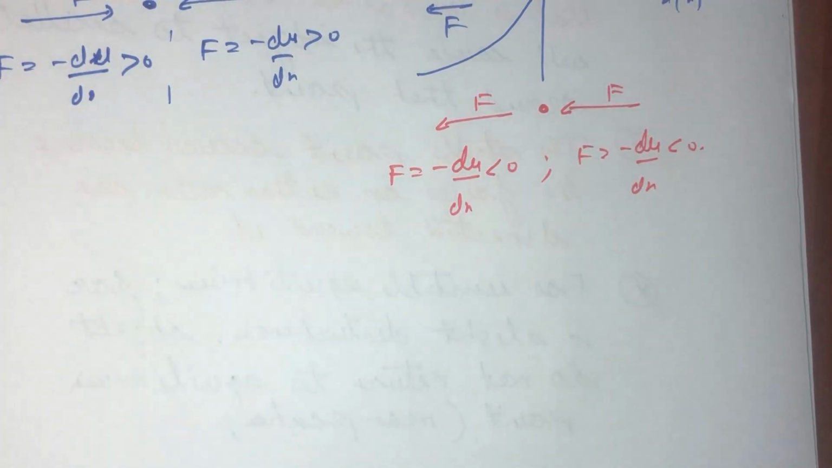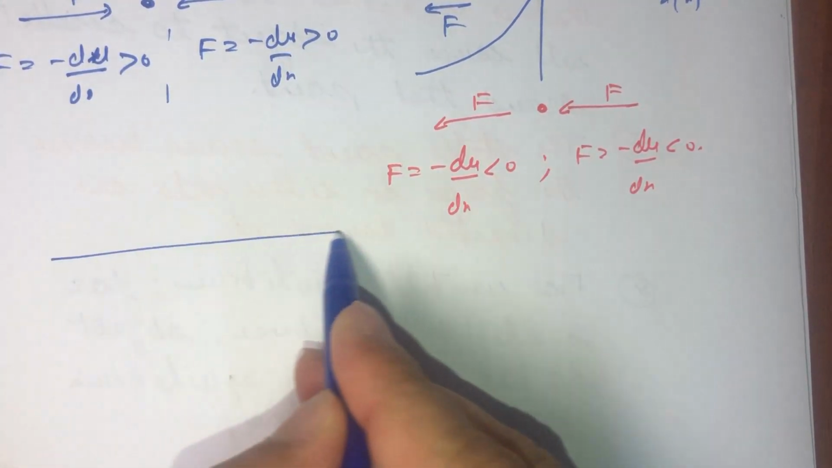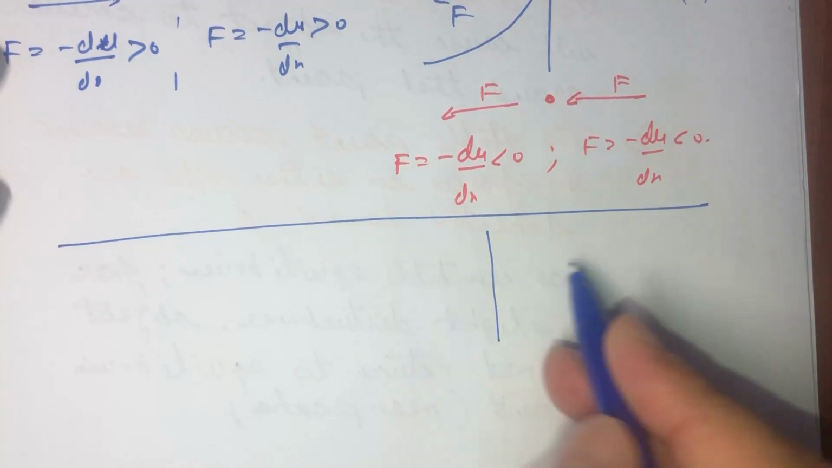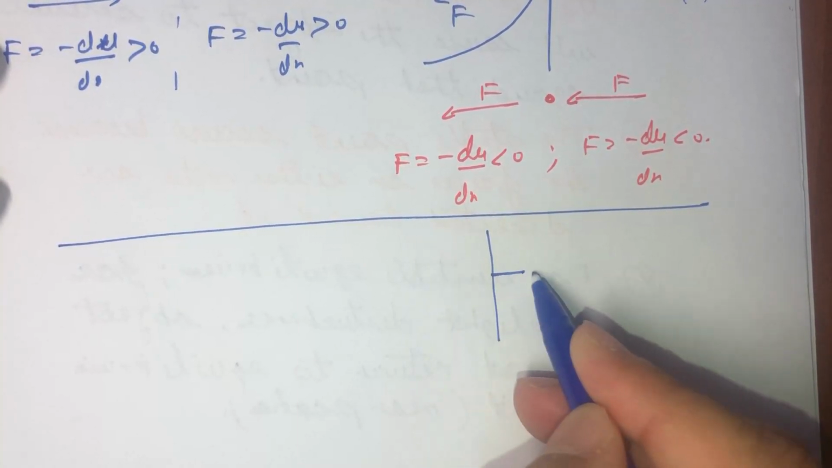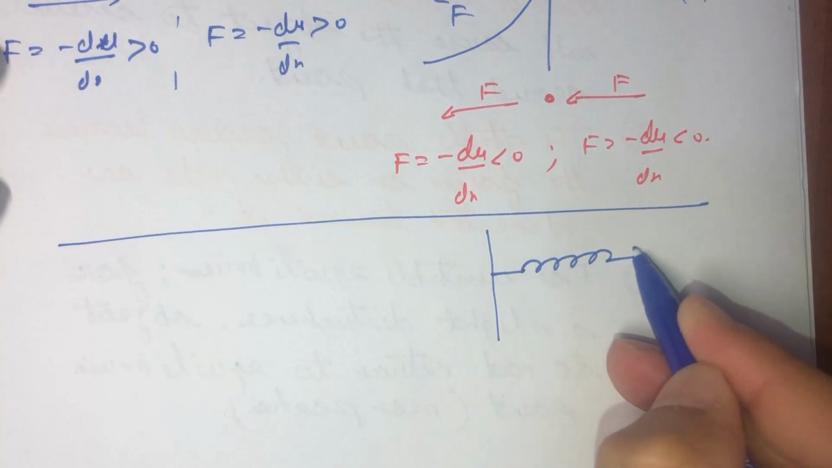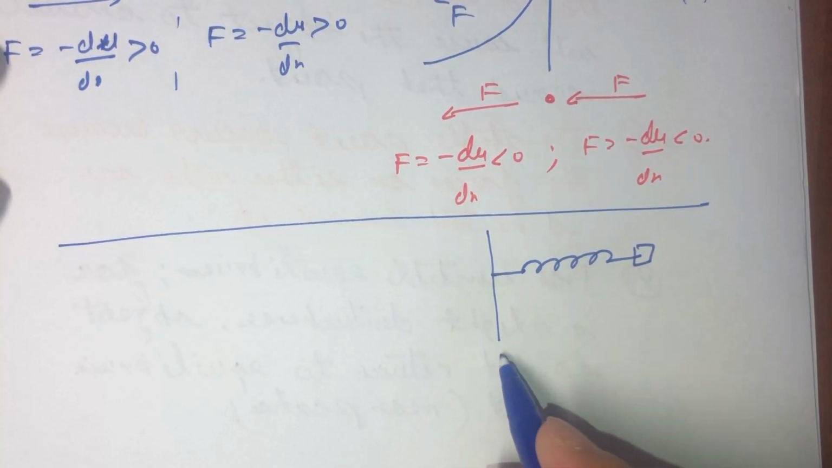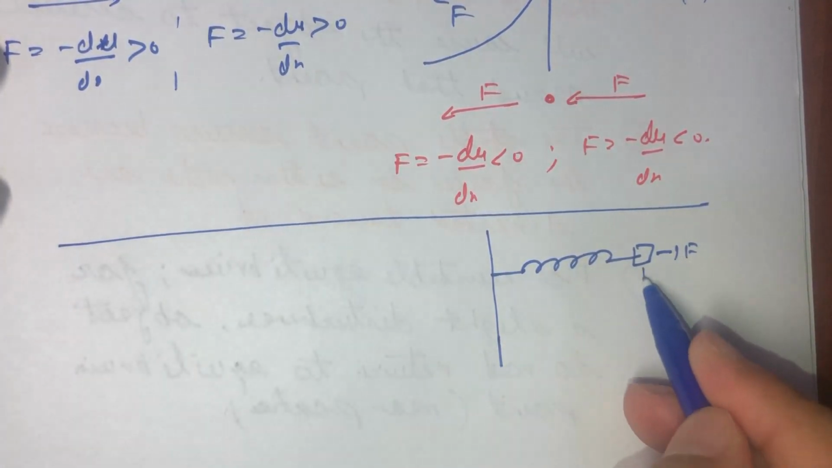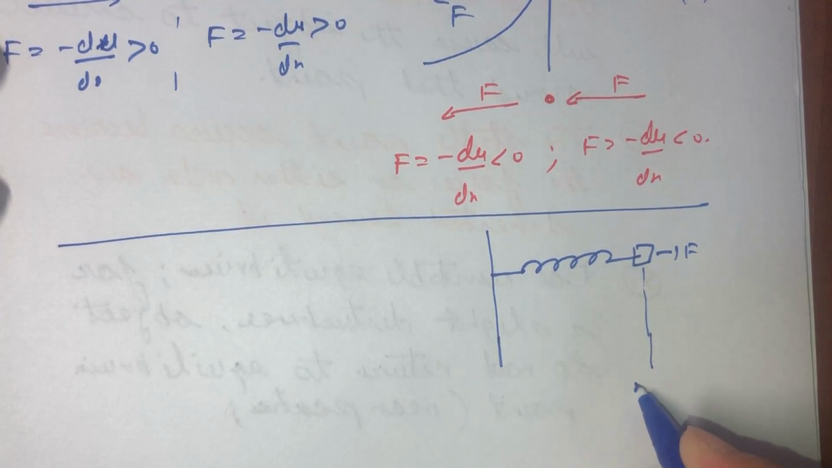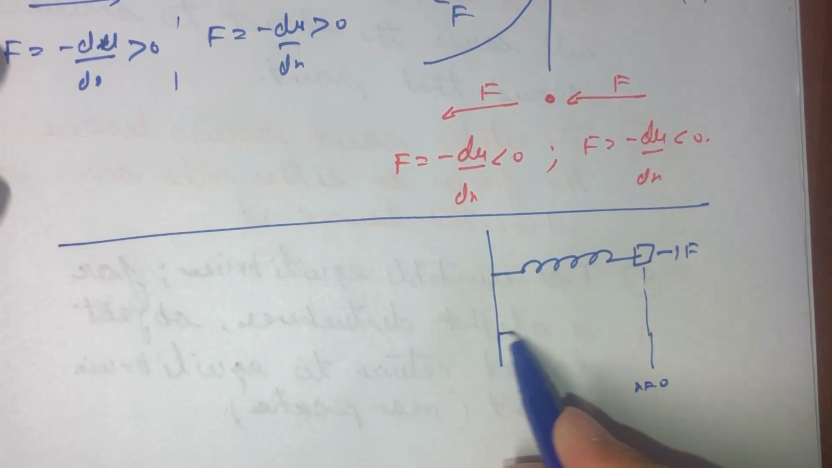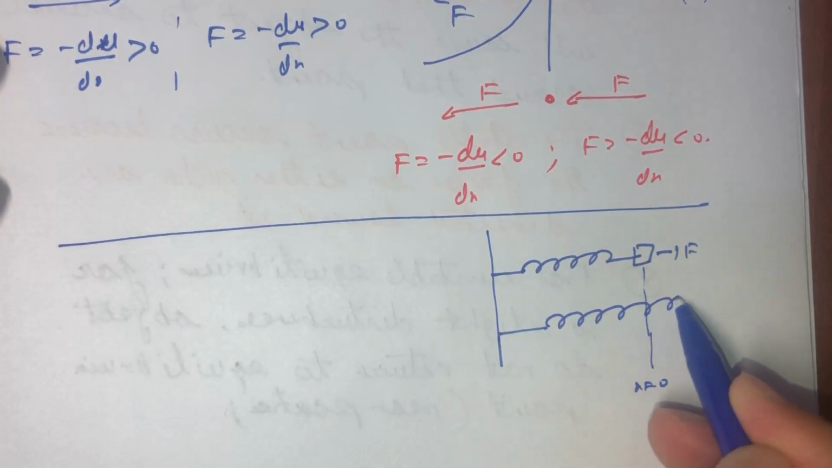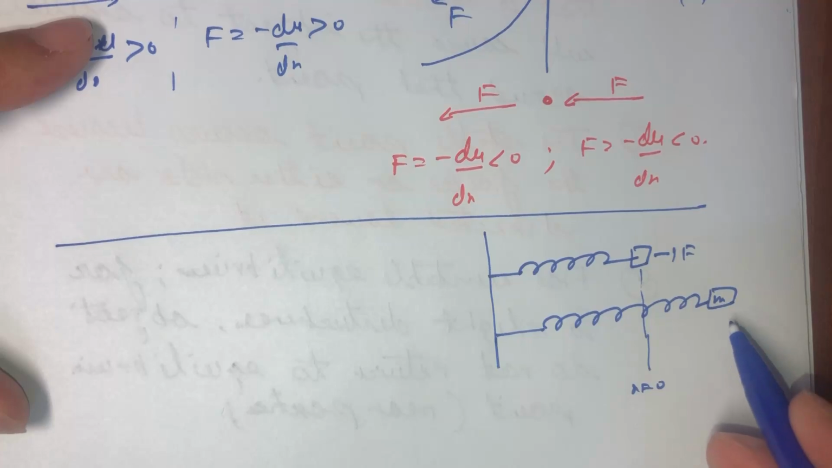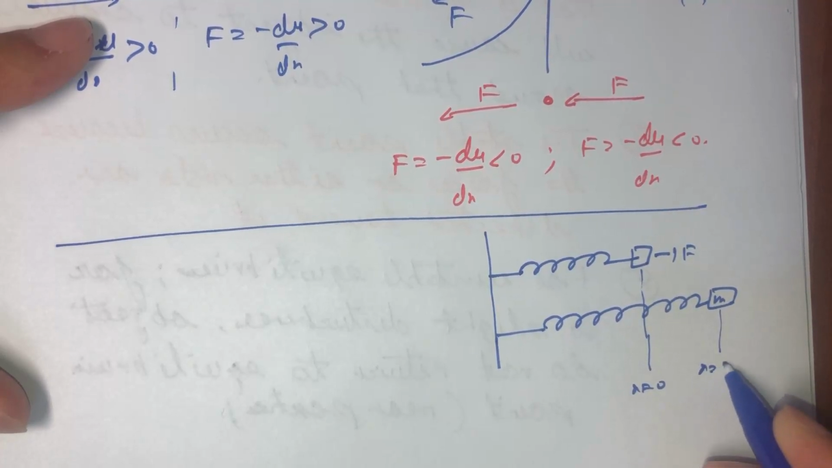So let me redraw the figure. So we are given that the spring is first at a mean position, and then it is extended with the application of the force. So this is a mean position given at x equals 0, and the spring is extended.